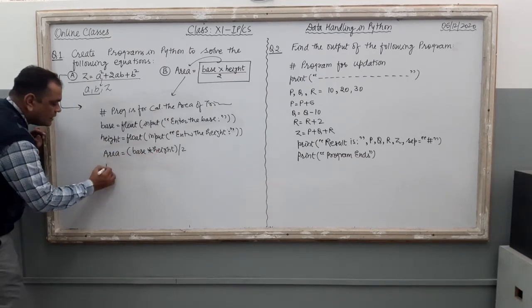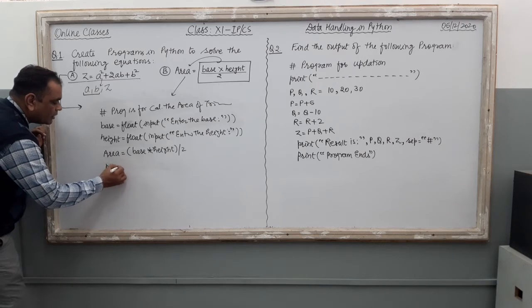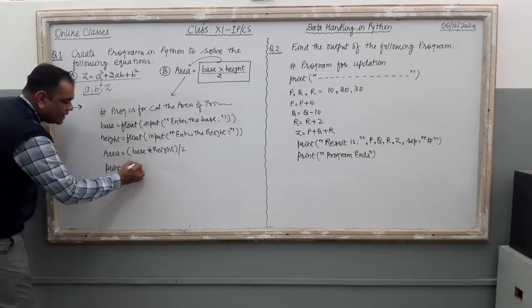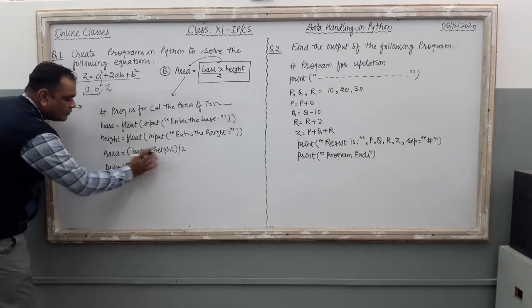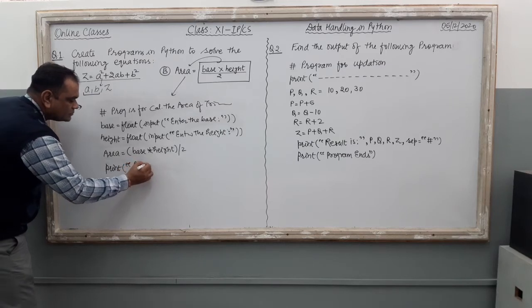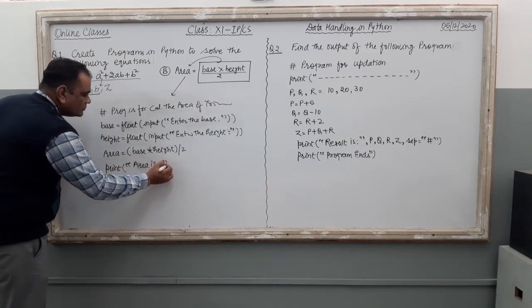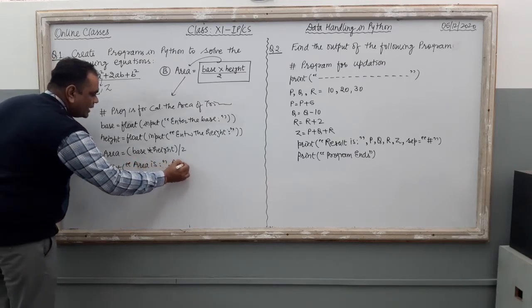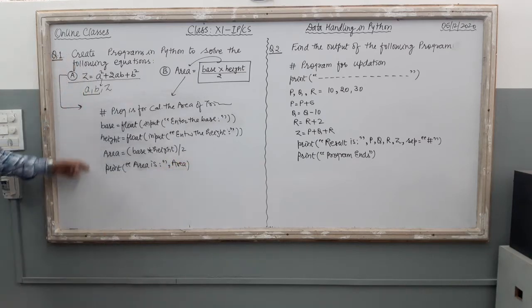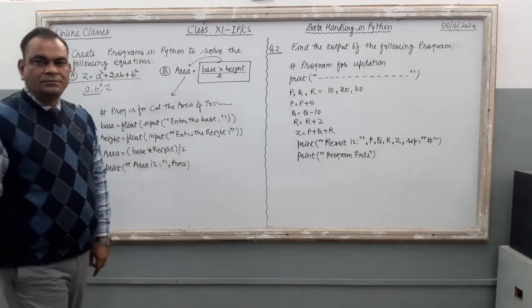Now your work is you have to show the area on the monitor. तो आपको कमांड क्या लिखनी है? प्रिंट रिजल्ट, या आप सीधा लिखो प्रिंट एरिया इज, and then you have to show the area variable over here. This is the program related with the second part. Clear?